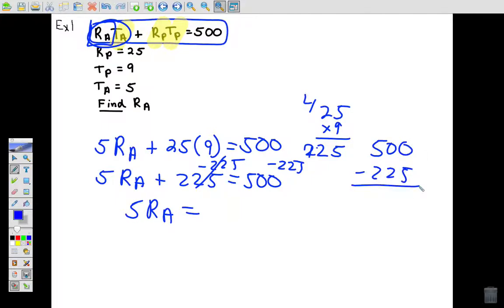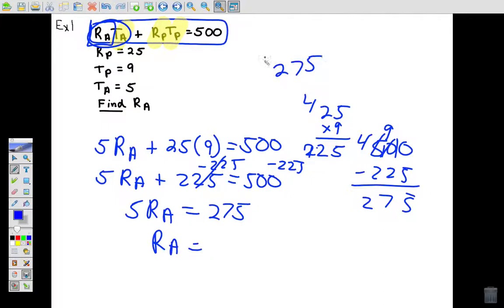If we subtract this, I have to do an amount of borrowing, and we get 275. Now end it off by dividing by 5. So 275 divided by 5. Bring down the 5 and we get 55. So RA then is equal to 55.